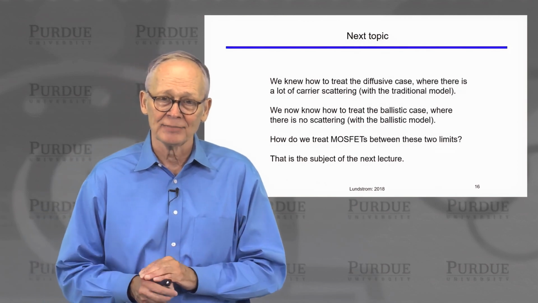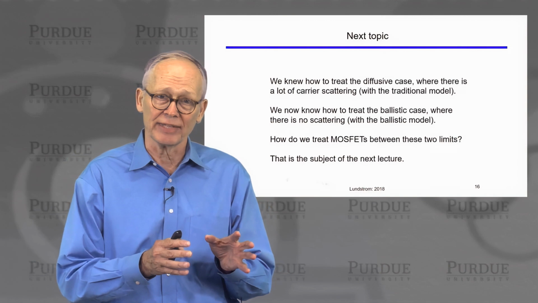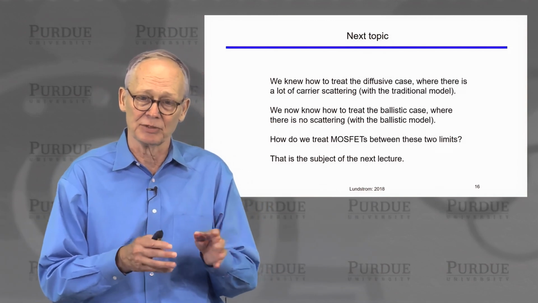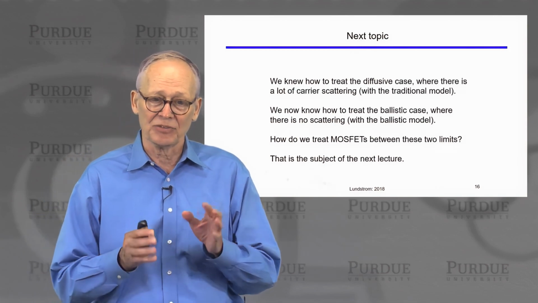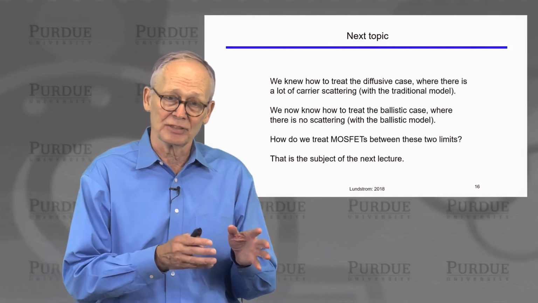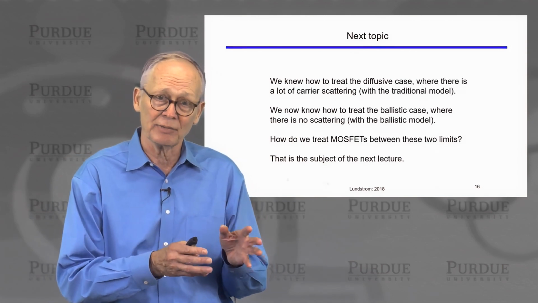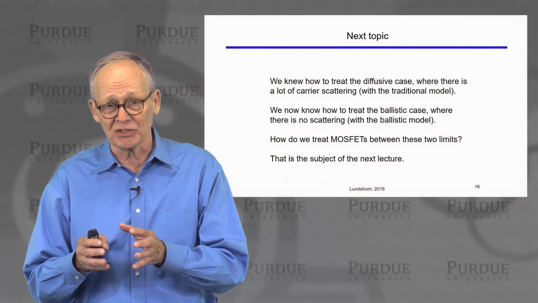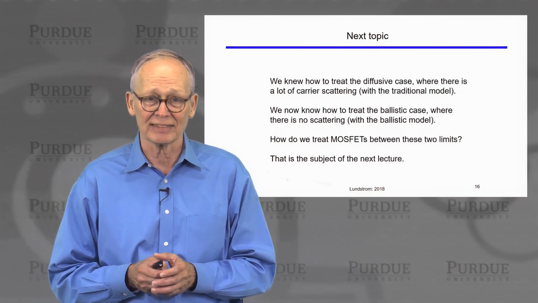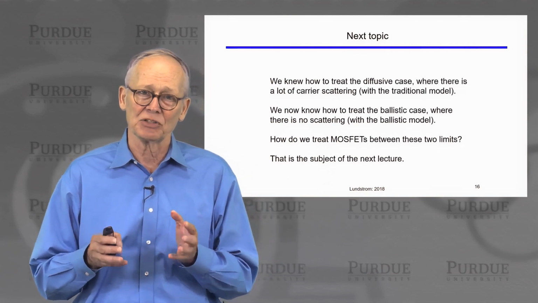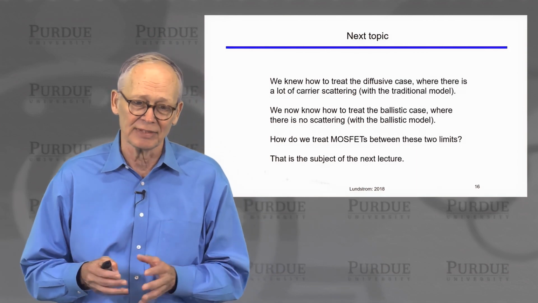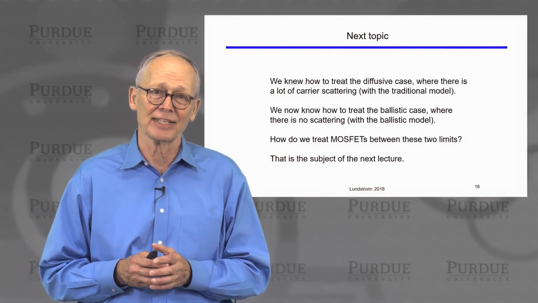All right, what's next? We've seen how to treat the diffusive case. We saw that long ago. We used the traditional expression with the diffusive mobility. We've seen how to treat the ballistic case. We used the ballistic mobility in the low drain bias regime. We used the ballistic injection velocity in the high field regime instead of the high field saturation velocity. But we really need to know how to treat MOSFETs between these two limits because that's where most transistors live. That's the subject of our discussion in the next lecture.